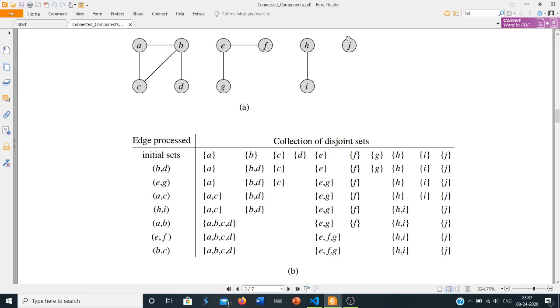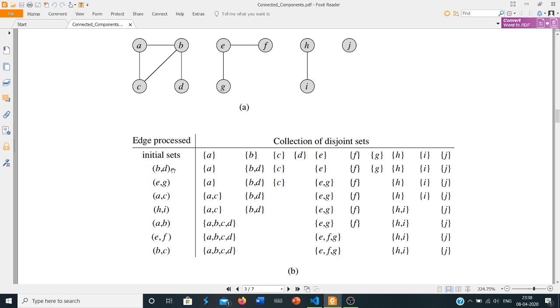So, the idea behind this algorithm is really simple. What we do is, we take each and every vertex and consider them to be a separate set. Then, we start processing each edge one at a time. The moment we come across a particular edge, we will merge the sets containing the corresponding vertices.